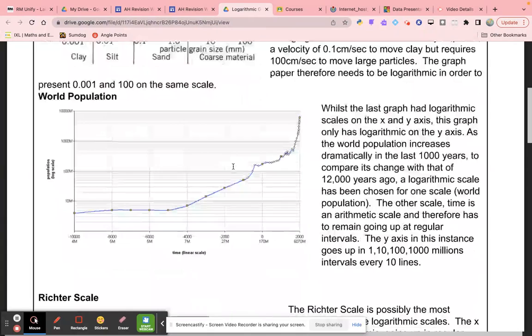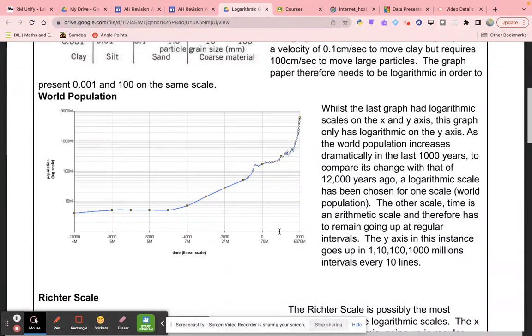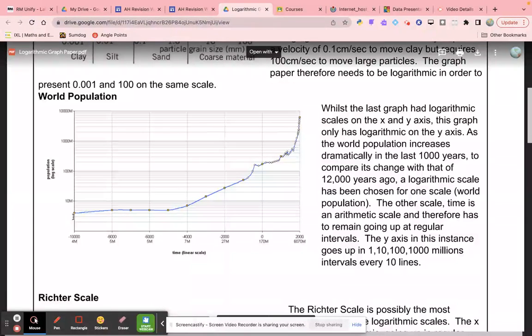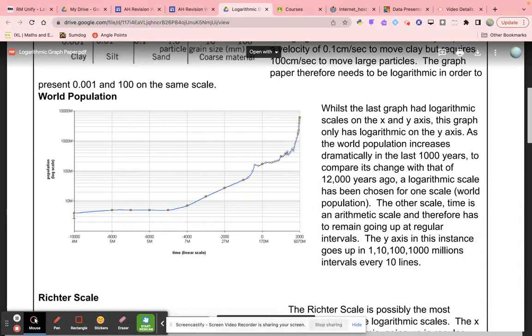Okay, we have some other examples. World population requires this graphing on the y-axis because whilst the x-axis is just regular intervals over time, human beings have been on the planet for a long time, and the world population was incredibly small if we go back thousands of years into the past, but has then grown dramatically in more recent years, in the last few hundred years as a matter of fact. We need to use a logarithmic scale on the vertical axis to allow us to show that the human population was a few million going back 10,000 years ago, and today stands at 8 billion.